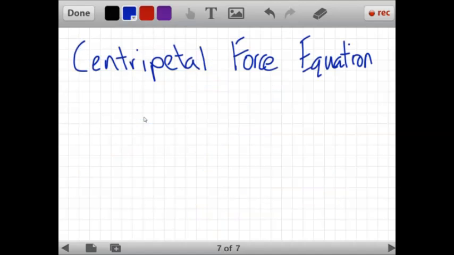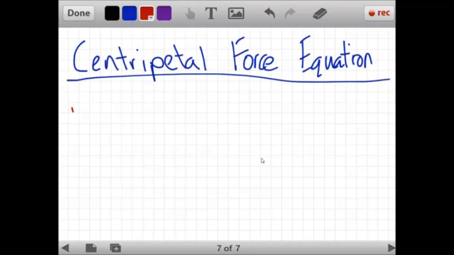Bad, bad, bad. And here's the very last thing we need to talk about with circular motion and centripetal forces. It's the centripetal force equation. Very, very simple. We represent centripetal force with a big F and a little c. It is equal to the mass of the object times its velocity squared over the radius of the circle that the object is moving in.